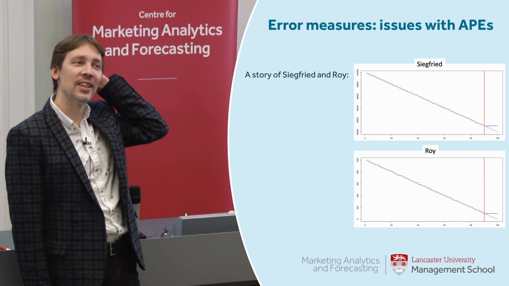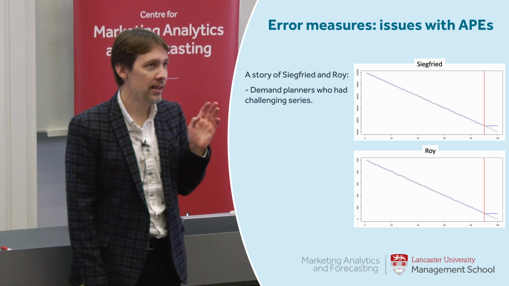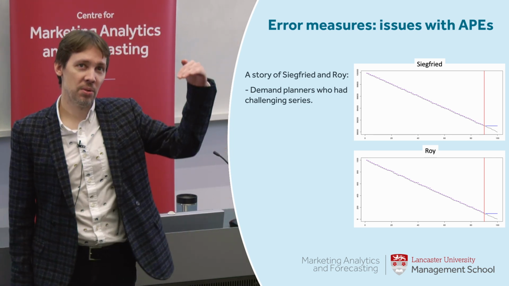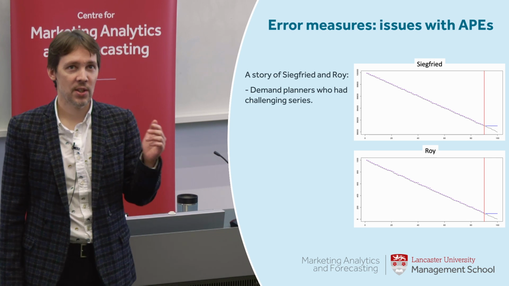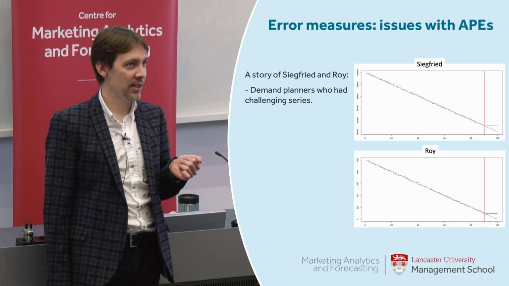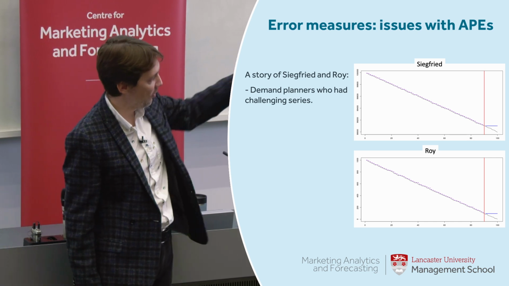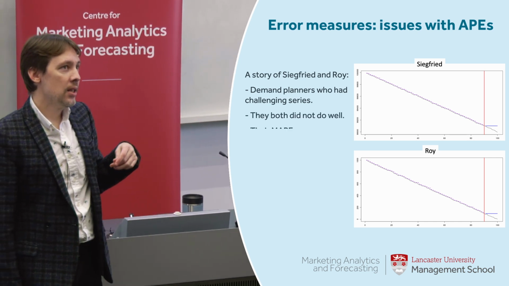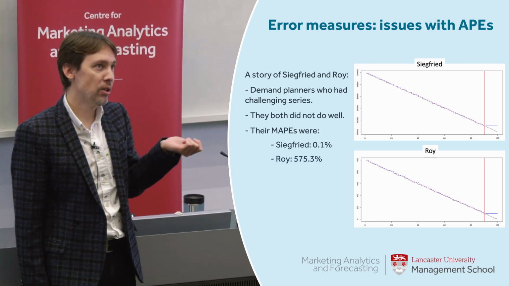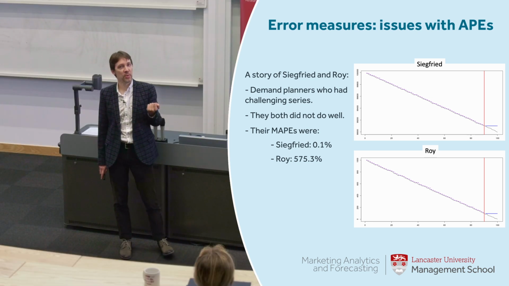There is a story of Siegfried and Roy, both imaginary demand planners. And they have very challenging tasks. Siegfried has this time series that goes down, so negative trend, and Roy has a similar time series. And they both do actually pretty bad job trying to predict this time series. You can see the series goes down and they are saying that, you know what, our forecast will be flat and it goes like this. So what is the MAPE for both of these situations? For Siegfried, mean absolute percentage error was 0.1%. For Roy, it was 575.3%.